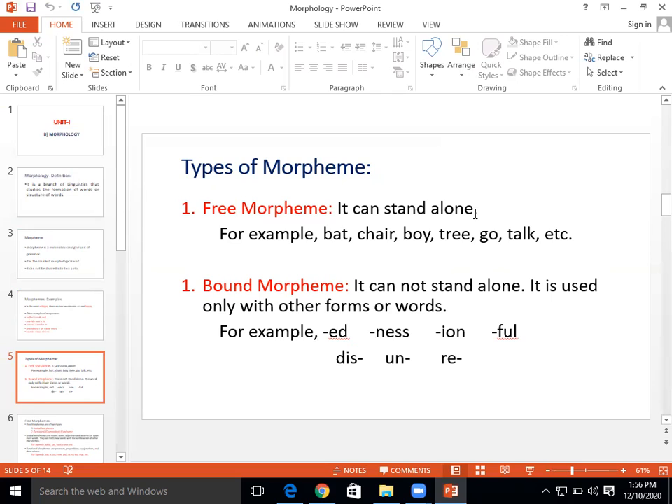We can have NESS in other words, that is kindness or happiness, sadness, but not separately. Just NESS alone is not a word. It is just a morpheme, and it's a bound morpheme. That's why it comes with other words or other forms of words.